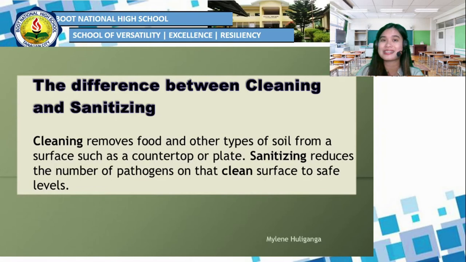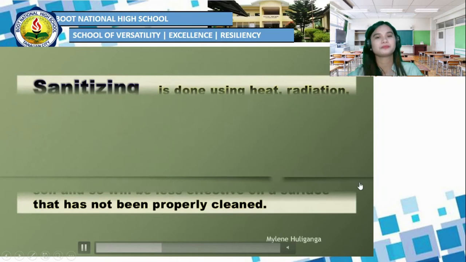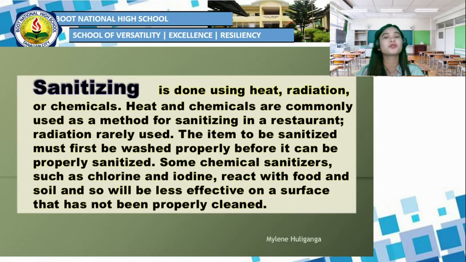Now, let's go on with the next one. Sanitizing is done using heat, radiation, or chemicals. Heat and chemicals are commonly used as methods for sanitizing in a restaurant, radiation rarely. The item to be sanitized must first be washed properly before it can be properly sanitized. Some chemical sanitizers such as chlorine and iodine react with food and soil and so will be less effective on a surface that has not been properly cleaned. Okay, just like what I've explained to you earlier. So, sanitizing, ito yung mga bacteria and germs that we cannot see.